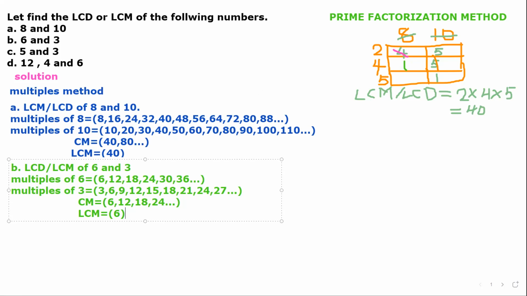You can also use the prime factorization method to solve this one, whereby you have your 6 here and then the 3 here. So with 6 and 3, you choose a number that can divide the 6 and 3 at the same time. I think the 3 can do that. So 3 divides 6, 2 times. 3 divides 3, 1 time.